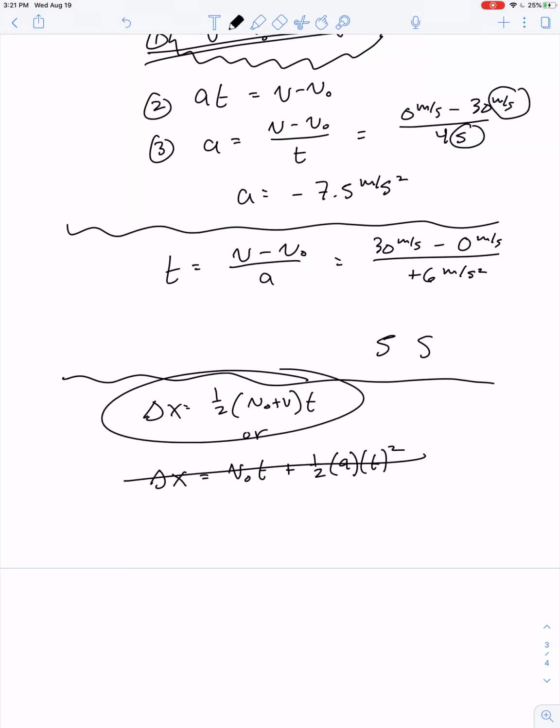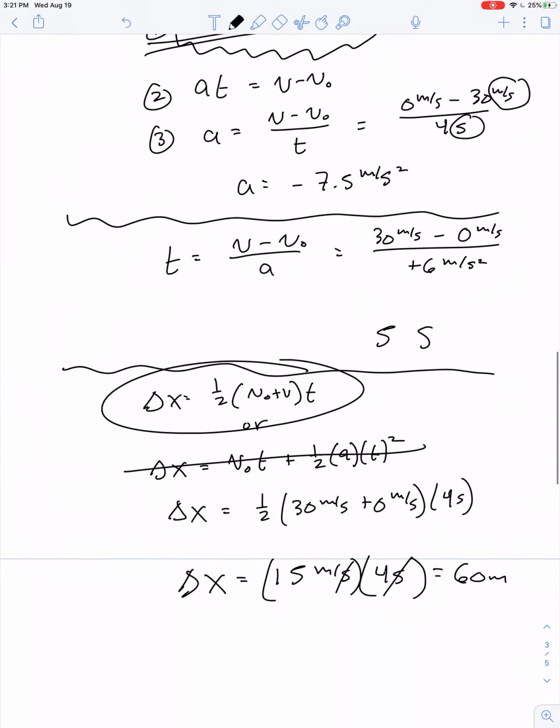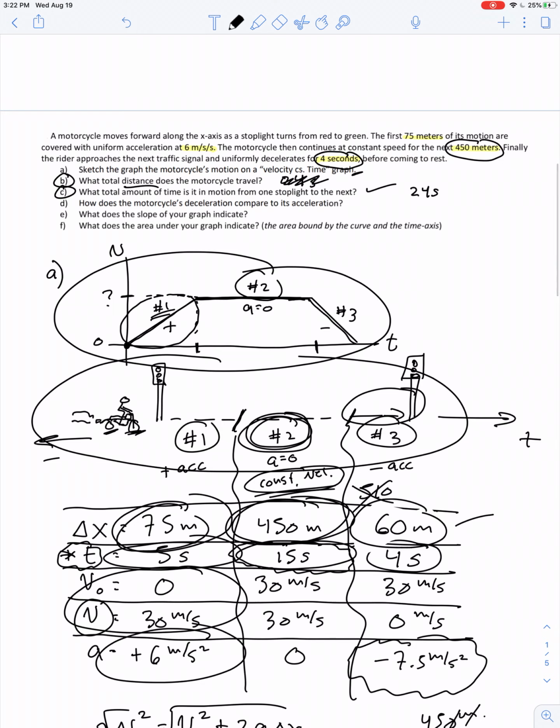Let's go with this one. So the distance traveled in interval number 3 is 1/2 times 30 meters per second plus 0 meters per second times 4 seconds. So delta x is equal to 15 meters per second times 4 seconds. Seconds cancel out, and we get 60 meters. So 450 plus 60 would be 510, plus 75 would be 585 meters.